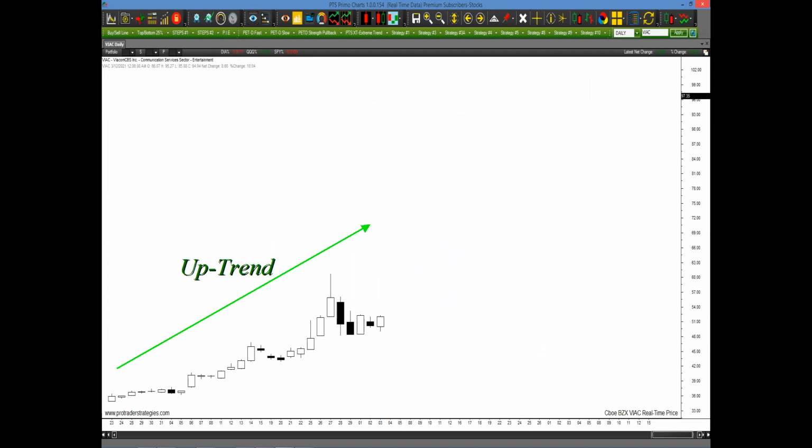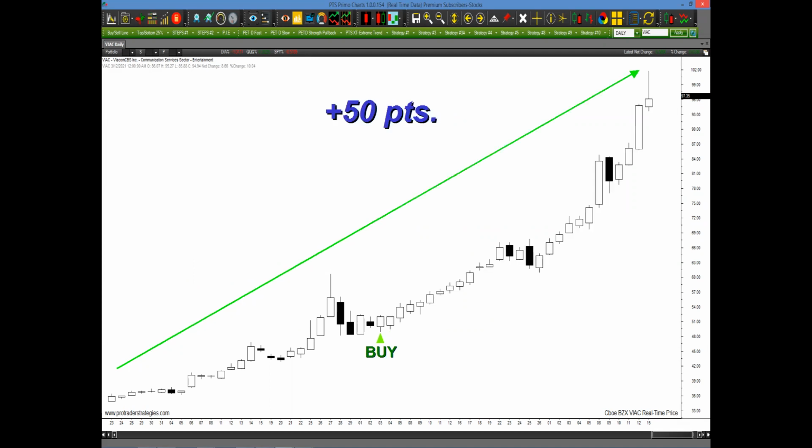And here's another older example in VIAC, Viacom, okay? This is when it was going straight up, all right? One of the traders could have said, there's no way I could have bought this, but look here, we had a buy signal generated, and then the stock quickly rose 50 points.